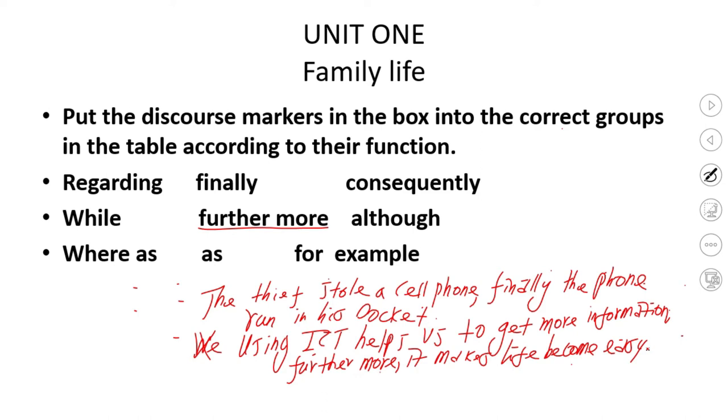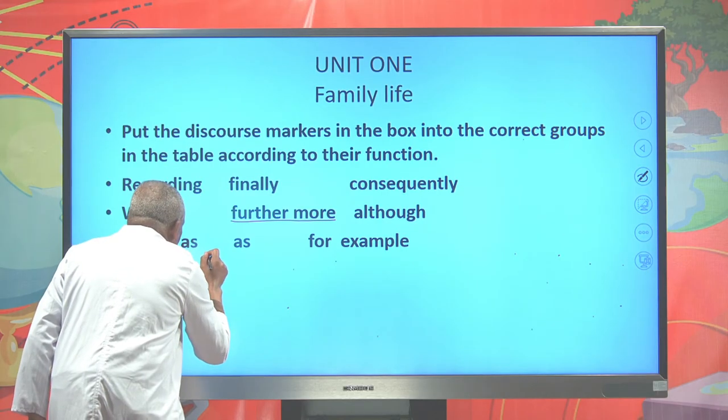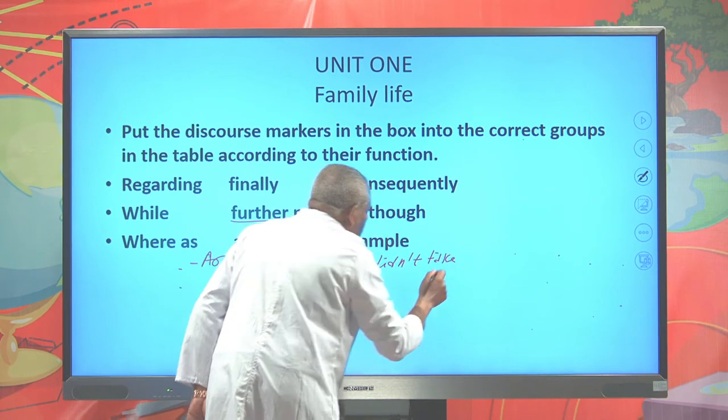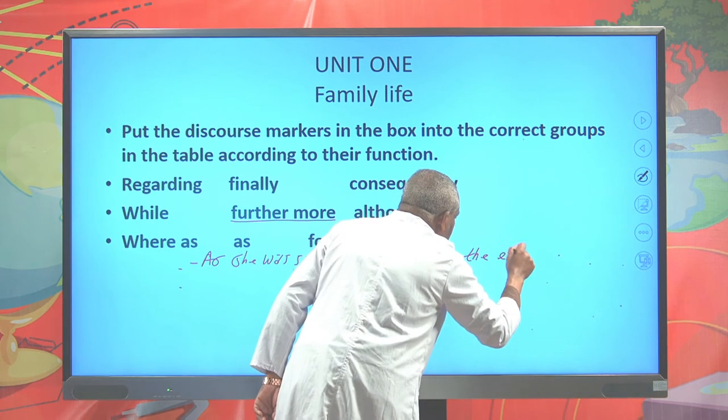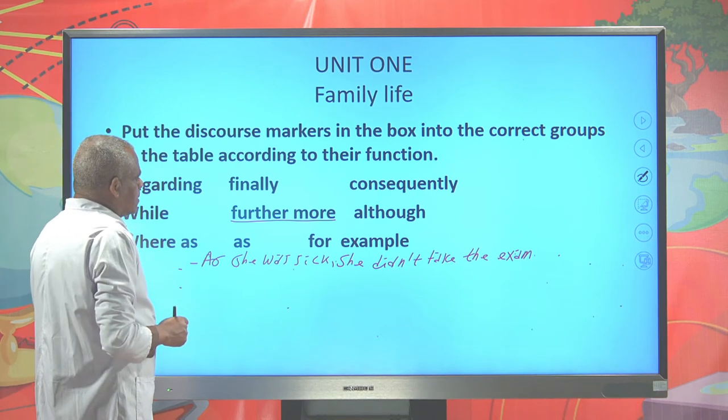Let's come to "as" again with us. As is a kind of device just to show cause and effect, as we have seen so far in the previous session. I would like to show you some sample examples of how as is used to show a cause. As she was sick, she didn't take the exam. That's it, to reflect cause and effect.